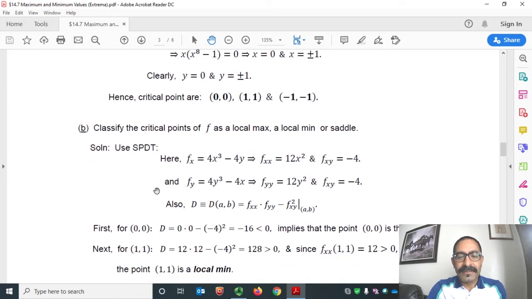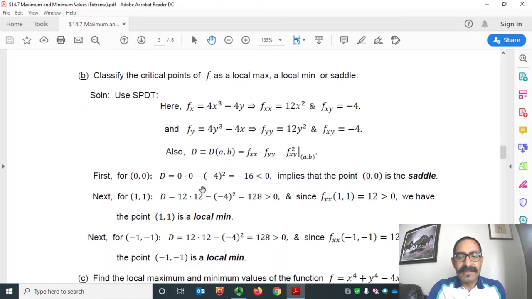Here, find the second order partial derivatives of f with respect to x and y, and x and y. We have those corresponding values here. Find the discriminant. Discriminant equals fxx times fyy minus fxy squared. Evaluate at the critical point (a, b). That means we have to check this discriminant and the test for each of these 3 points separately. So first let's do (0, 0).